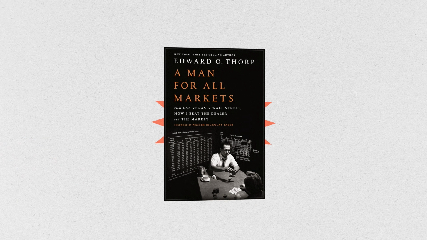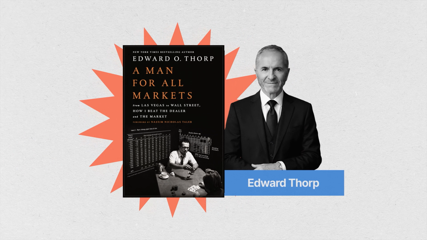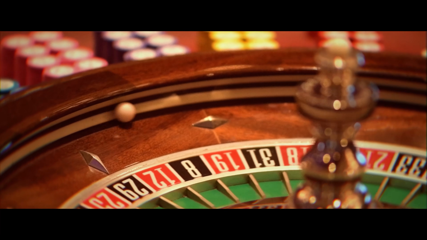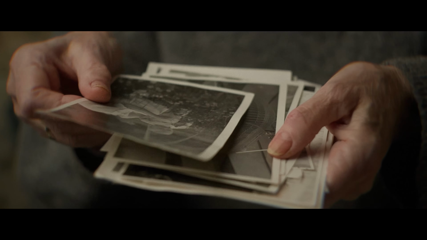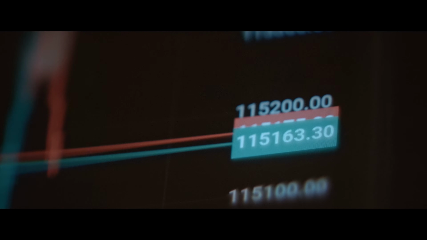The second is A Man for All Markets by Ed Thorp, the man who actually took Kelly's formula and used it to beat blackjack, beat roulette, and then beat Wall Street. This is his memoir. It is part autobiography, part trading masterclass, and the chapters on position sizing and risk management are as practical as anything you will find in any good finance book.